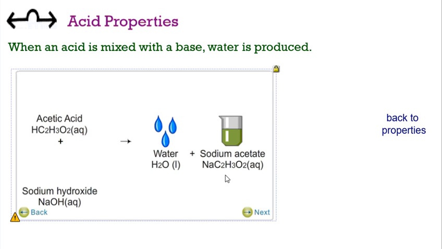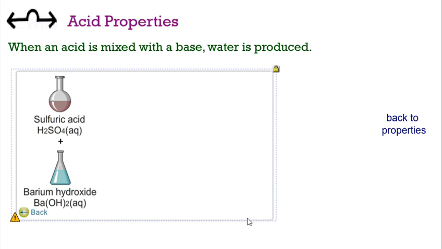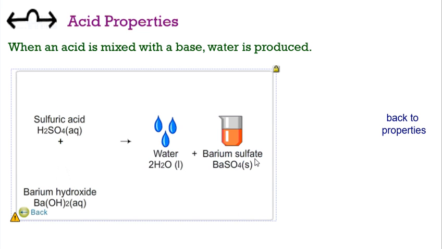And we talked about net ionic equations last unit, and so we would know that if this ionizes completely in water and this ionizes completely in water, then sodium would be a spectator. Whereas acetic acid, we'll find later, is not a strong acid, so it doesn't get removed, but that's a different topic. Sulfuric acid, barium hydroxide, same thing. We'll get barium sulfate as a product and water as a product.